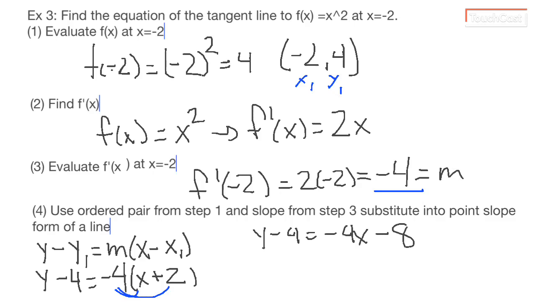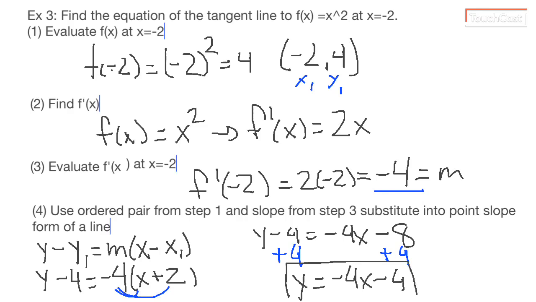We're almost done, because now what we'll do is we'll add 4 to both sides. So our equation is going to be y equals -4x minus 4. That means the equation of the line that is tangent to x squared when x is -2, that line is -4x minus 4.